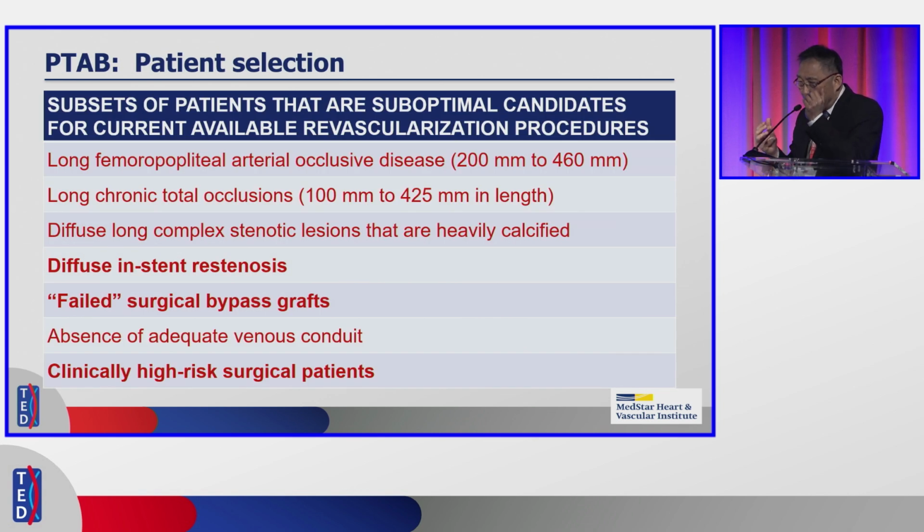So patient selection is very, very important. Long fem-pop disease, chronic total occlusion, long lesions. In my practice, because I'm biased, I just get referrals for this. It's usually mostly diffuse in-stent restenosis and a first failed surgical bypass, and of course, older patients that don't want to have surgery. So these are the patients that I get.